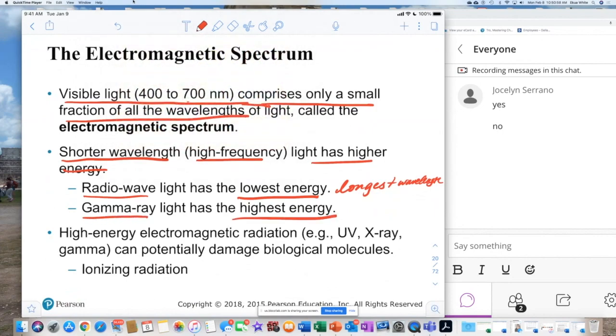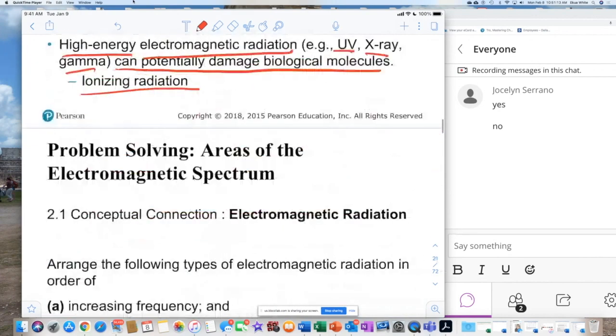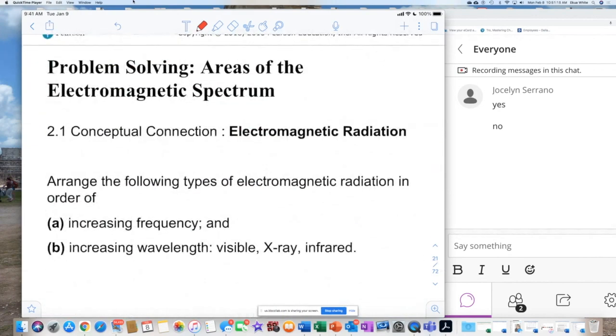Gamma rays tend to have the highest energy. You have higher energy electromagnetic radiation, such as ultraviolet, X-rays and gamma rays. These can potentially damage biological cells. They tend to be ionizing. We'll learn later on what ionizing is, but yeah. Like I mentioned, you have to remember the order.